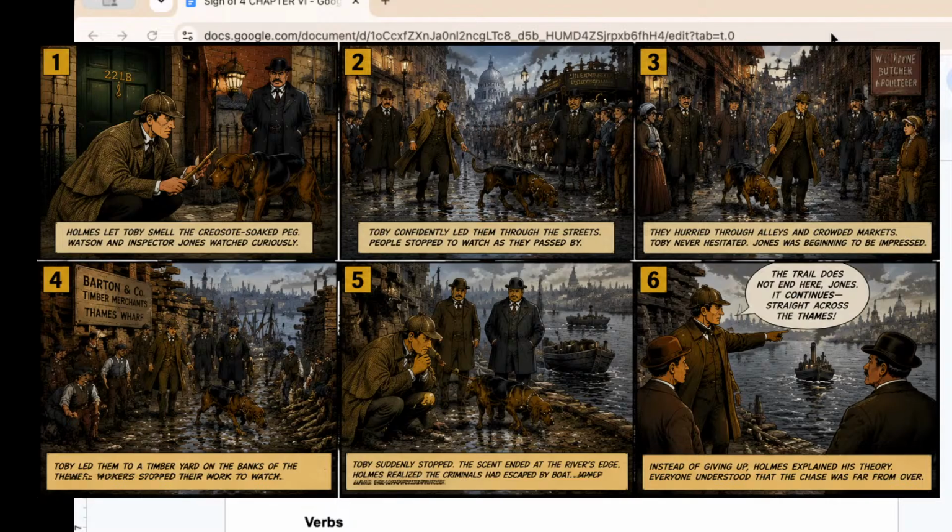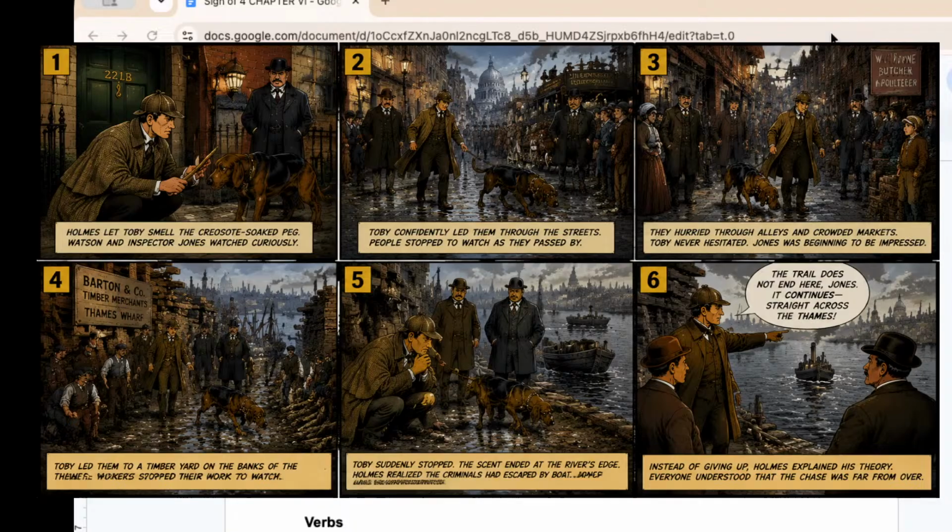So, Toby led them to a timber yard. What does the word timber mean? Do you know what that word timber means? Timber means wood. There's an expression here, you lost your temper. No, this is not temper. It's timber. It's a different word, different sounds. So timber yard, that's a yard for wood, where they make wood for maybe building things. On the banks of the, I can't even read that.